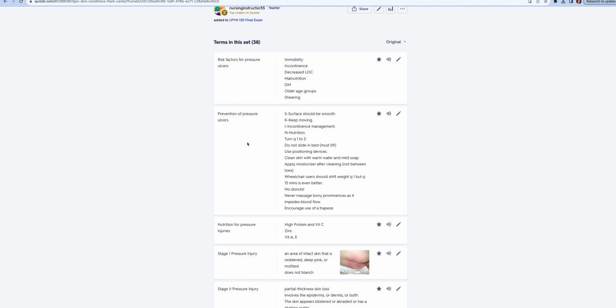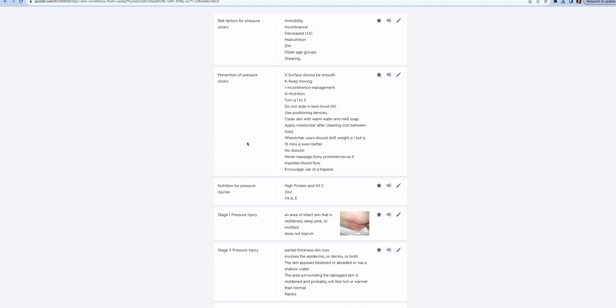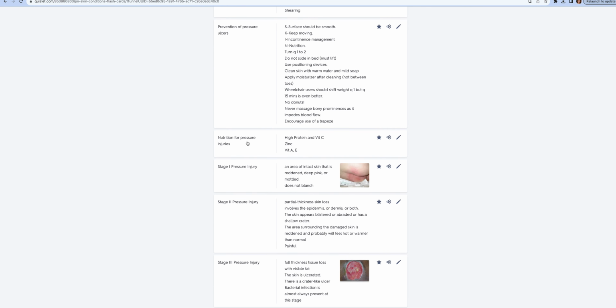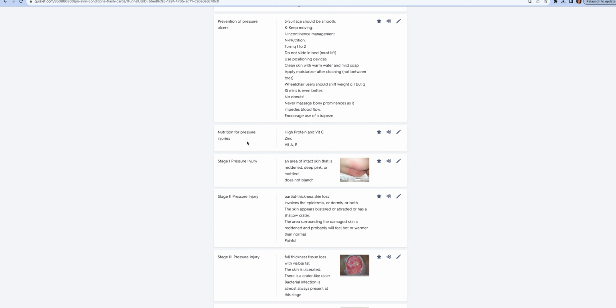Make sure you clean skin with warm water and mild soap and then apply moisturizer after cleaning. Not between the toes, of course. Wheelchair users should shift weight every hour, but even every 15 minutes is better. No donuts. A donut is like a foam pillow that we used to use for patients in wheelchairs. We don't use that anymore because what we ended up doing was just giving them a pressure ulcer higher up on their sacrum. So just don't do that anymore. Never massage bony prominences because it impedes the blood flow, and encourage the use of a trapeze. We always like patients to be independent if they can.